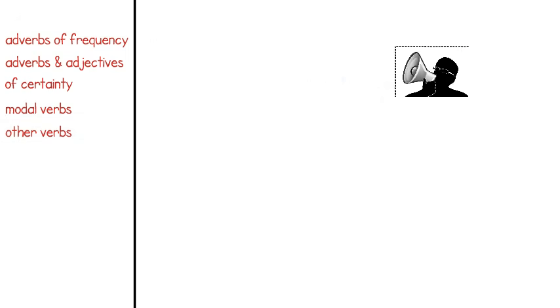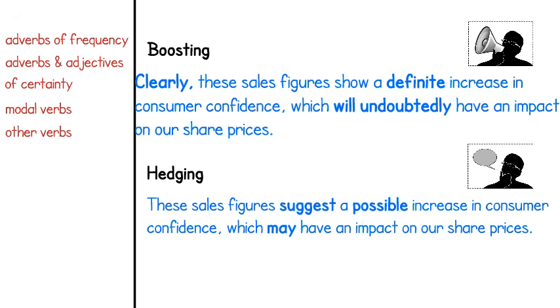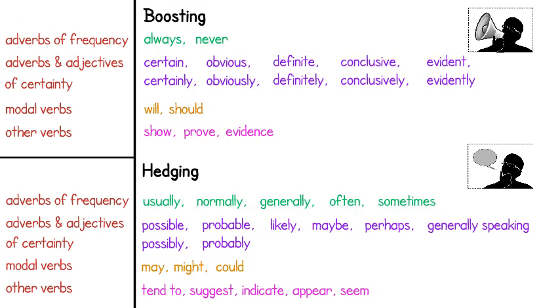Let's compare a sentence that first uses boosting language and then hedging language. Clearly, these sale figures show a definite increase in consumer confidence, which will undoubtedly have an impact on our share prices. Compared with, these sales figures suggest a possible increase in consumer confidence, which may have an impact on our share prices. You can see that hedging and boosting language makes a big difference to the message. The table on the screen summarizes the language we have looked at in this video for hedging and boosting.